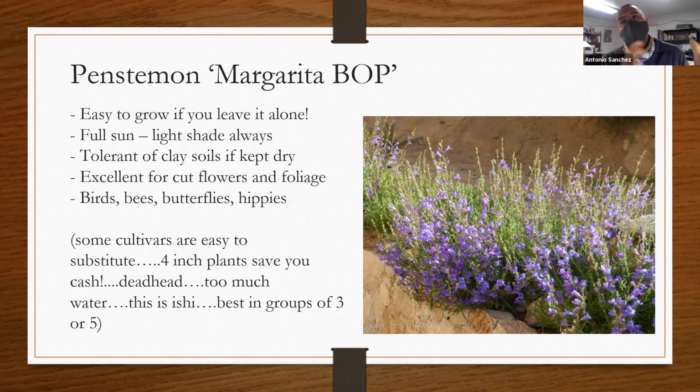Here's a few extra notes I have for Penstemon Margarita Bop. If you're a designer, or if you look online and you see something you like and you don't find it at a nursery, easily substitute electric blue for Margarita Bop. Easily substitute Margarita Bop for a Foothill Penstemon. The next point, I want to encourage you guys to plant 4-inch plants, 5-inch plants. These are what we call liners or plants in little pots. They get established really fast.